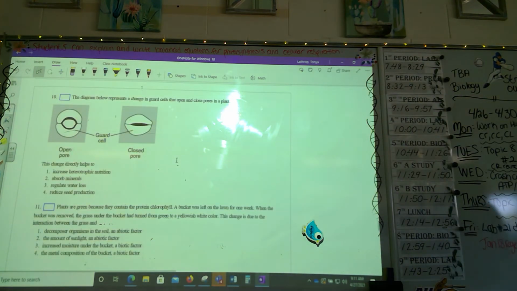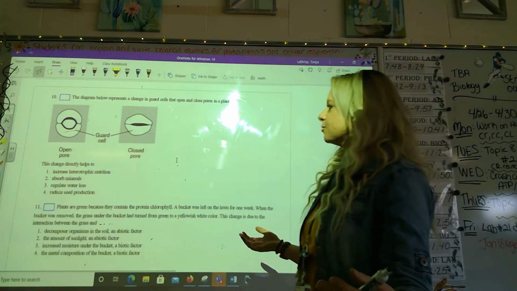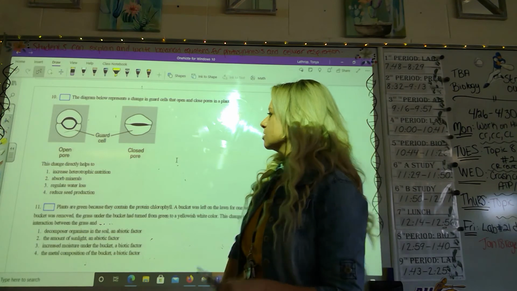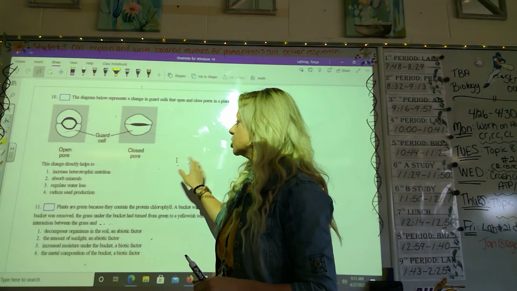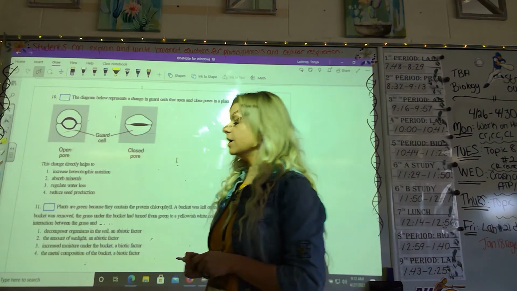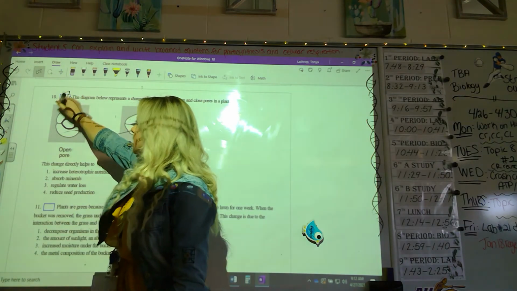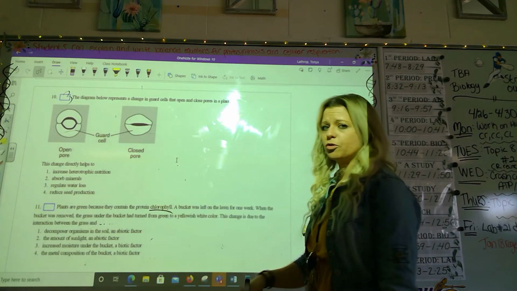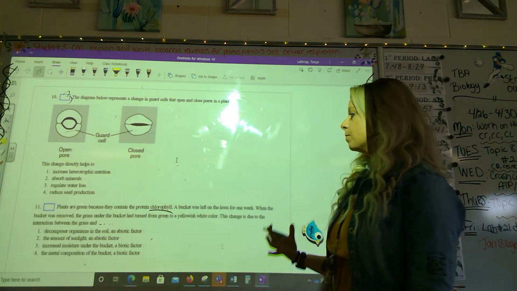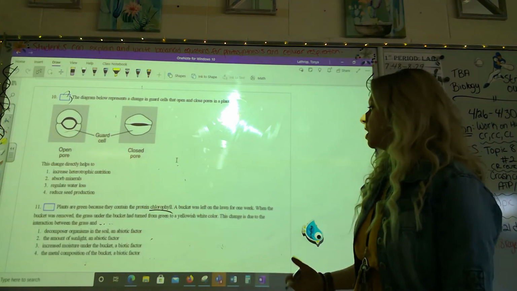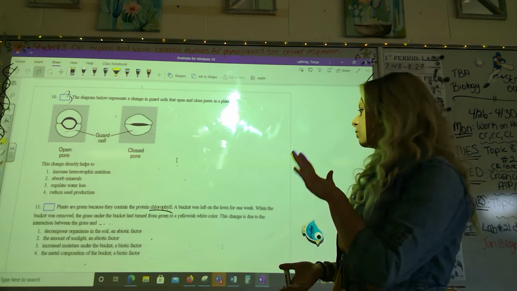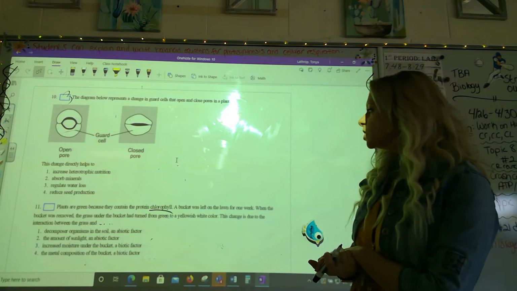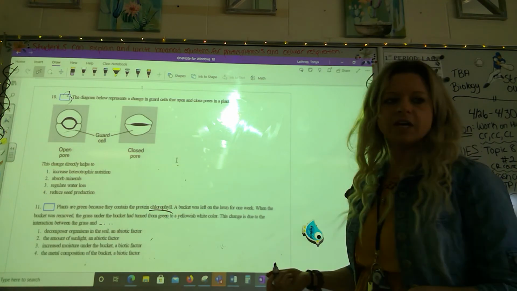Number 10, same question, just a little bit different diagram for the purpose of the guard cells and stomata, water loss, gas exchange. So again, number 3 for number 10. Almost there. Plants are green because they contain chlorophyll. Remember, chlorophyll is the pigment. Chloroplast is the organelle that does photosynthesis. A bucket was left in the lawn for 1 week. When the bucket was removed, okay, the green turned yellowish and white.